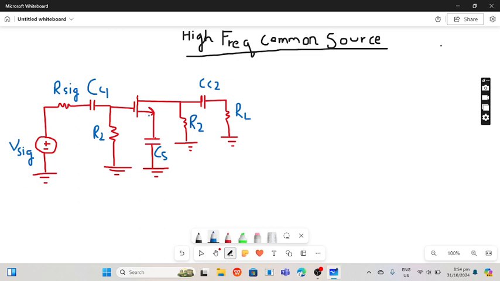Then with the source we have coupling capacitors. We have capacitors here and here, CC2, R2 and RL. If we want to make a high frequency common source amplifier, we would be given coupling and bypass capacitors. In a common source amplifier the source would be grounded, so we will just short circuit them.